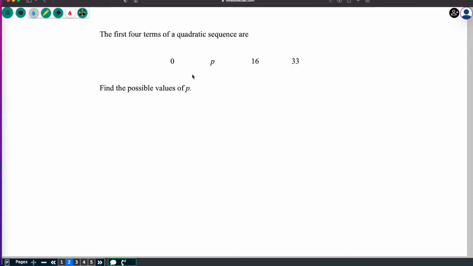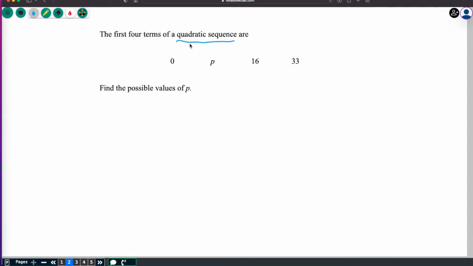Find the possible values of p. Okay, so what do you know about a quadratic sequence that is going to be helpful here? What do you know about a quadratic sequence that's going to be helpful here? And again, feel free to shout out anything in the chat if at any time you feel like contributing or you have any questions at all.